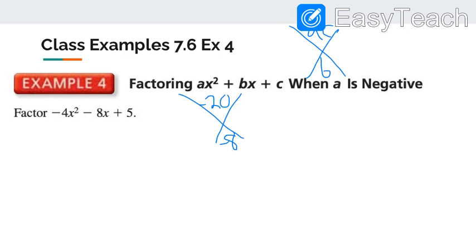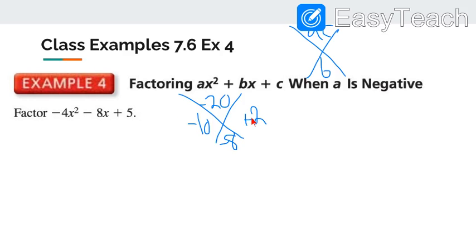So I need two things that multiply to negative 20 and add to negative 8. Well, I can think my factor pairs for 20 are 1 and 20, 2 and 10, 5 and 4. Well, 1 and 20 can't make 8, 5 and 4 can't make 8, but 10 and 2 can make 8. You can make 10 and 2 make 8 by doing negative 10 and positive 2.